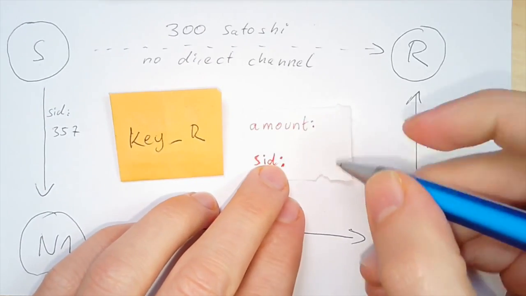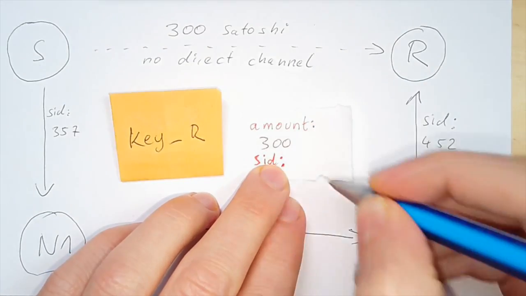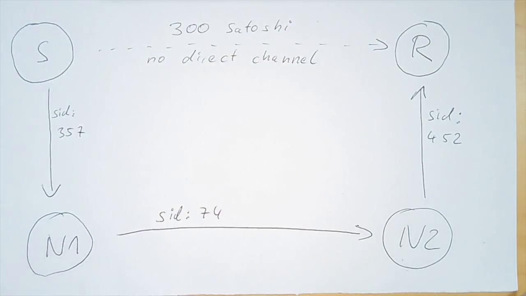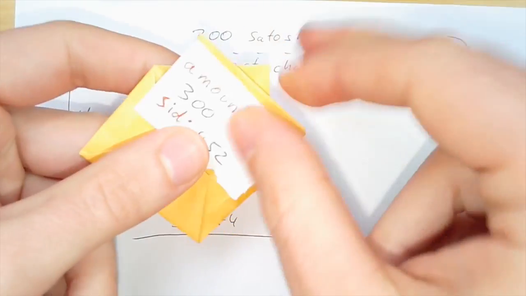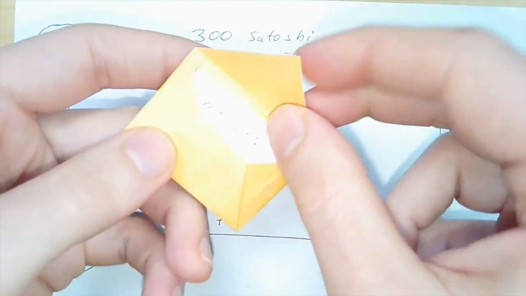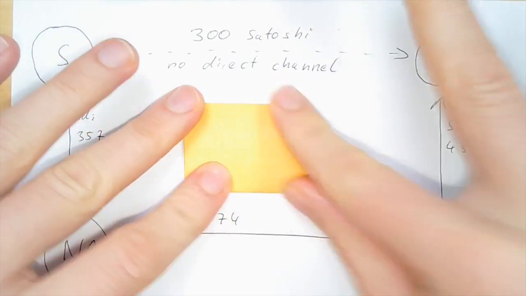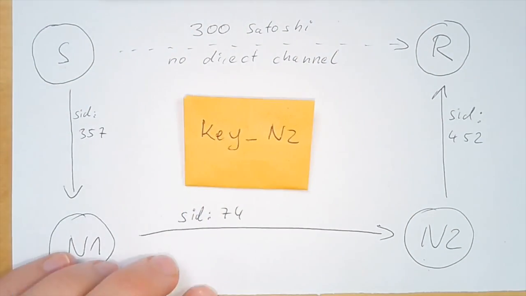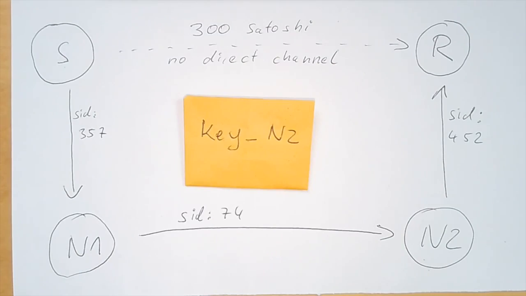So then we extend our onion by creating another message, which again has the amount 300, but it has a short channel ID of 452, and we put this in a new envelope, and this new envelope is sealed, and again it needs to have a key, which is the key that is being used for node N2. Now this message again is getting extended.